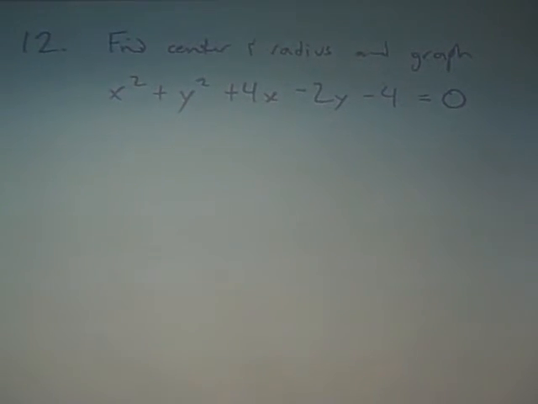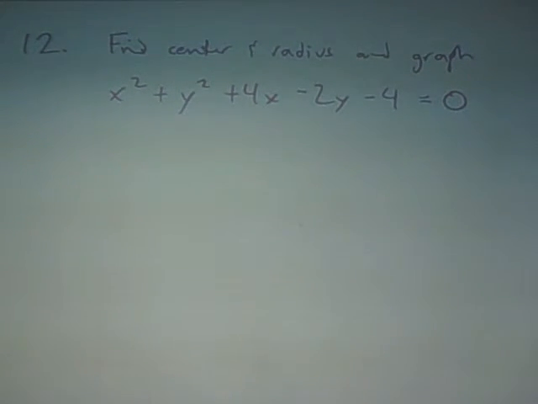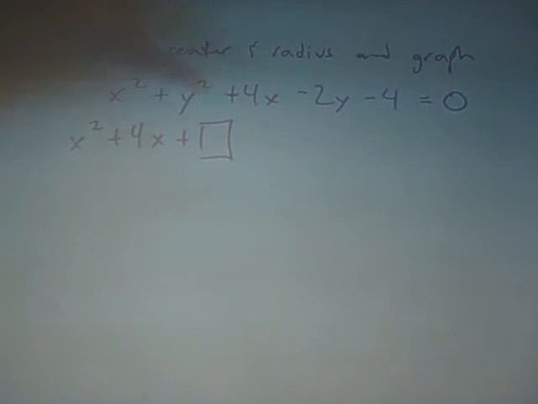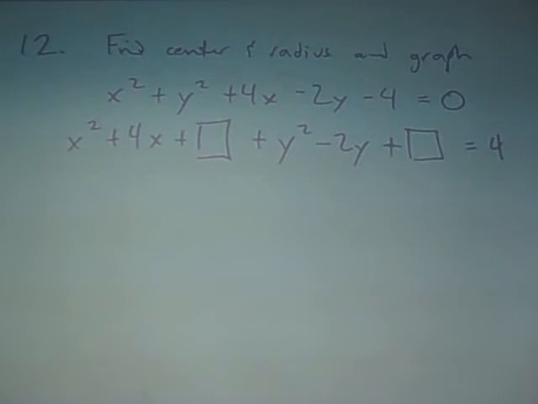Number 12, find the center and radius and graph this circle. So what we want to do is complete the square here. So we'll take x squared plus 4x plus y squared minus 2y, and we'll move the constant of 4 over to the right-hand side. And remember, when you complete the square, you're adding the b term divided by 2, squared. So here the b term is 4. 4 divided by 2 is 2. 2 squared is 4. So I'm going to add 4.